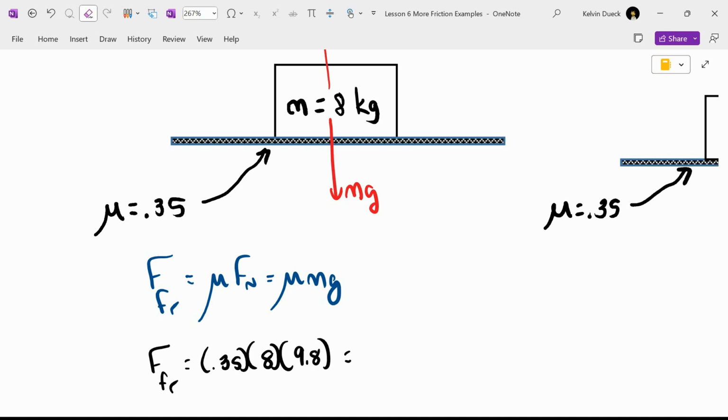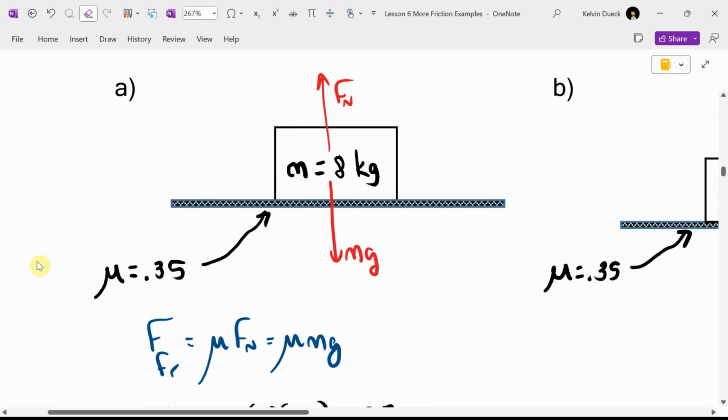Give me all the sig figs. 27.44. Now here's what that means. Don't write this down, look up. Just watch. Suppose you pull this way, don't add that arrow yourself, with 10 newtons, and it doesn't move.